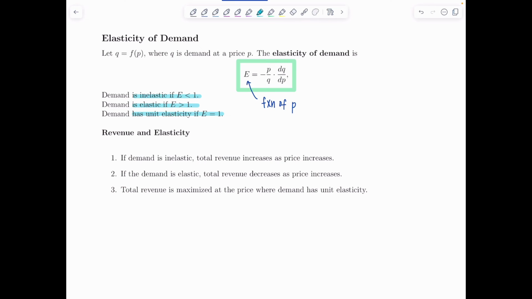And basically, from a company's perspective, their total revenue is maximized at the price where demand has unit elasticity. So if we're asked to maximize revenue, then what you want to do is figure out where elasticity equals 1. That's when revenue is maximized. All right, so let's look at some examples.